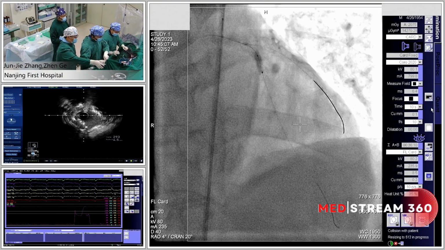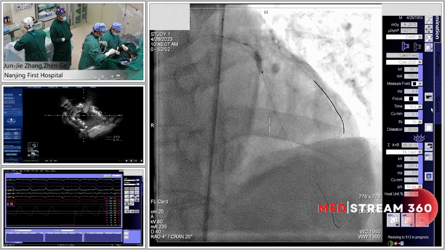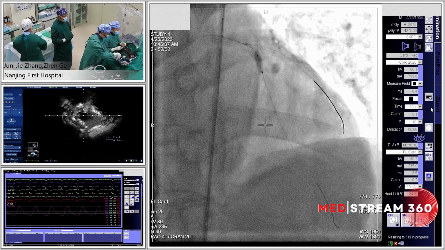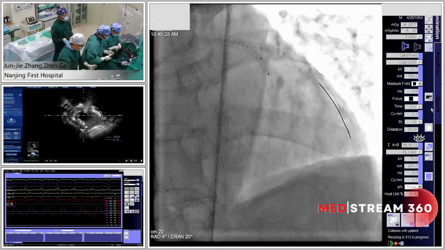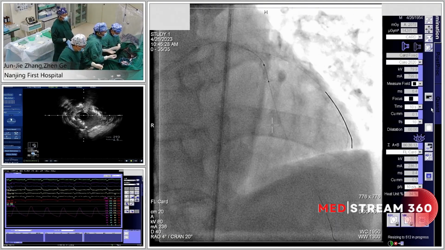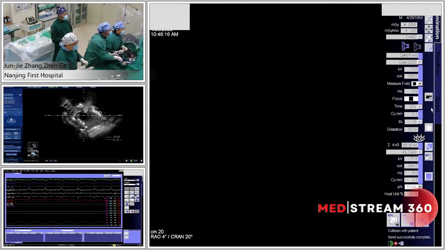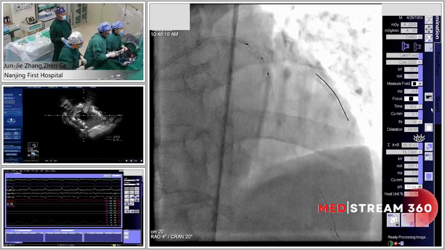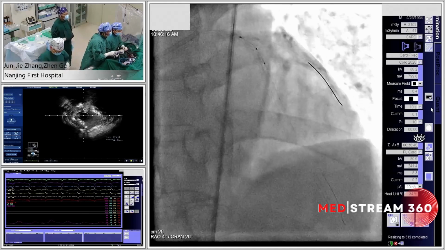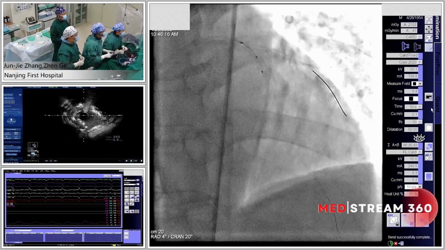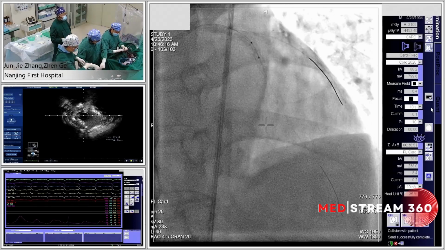It's a challenging case, especially with calcification and bifurcation lesions, so sometimes we will have this phenomenon. So we should use a smaller balloon to cross the stent strut into the diagonal. You can see we successfully crossed the 1.5 balloon. Still use a 2.0 balloon. 2.0 balloon.